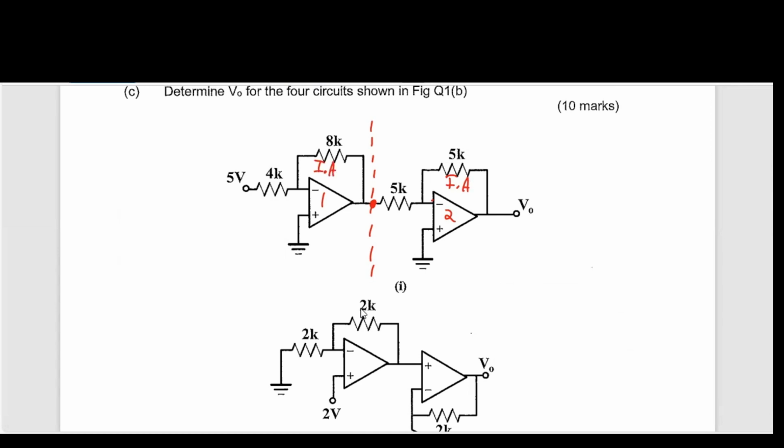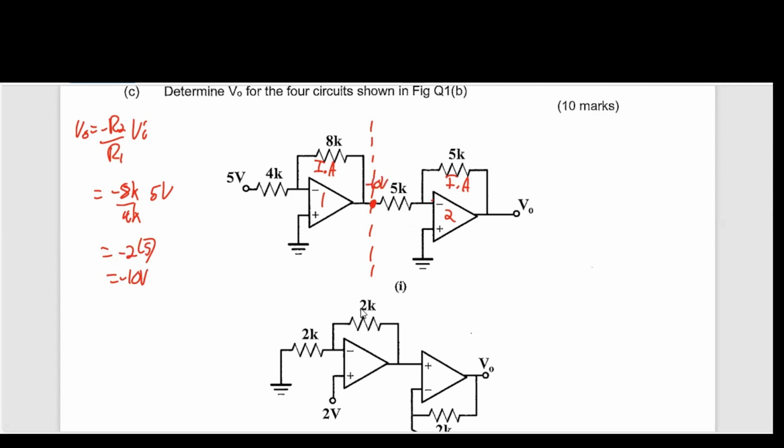So here let's go. VO would just equal minus R2 on R1 times VI. That will be minus 8K on 4K times 5 volts. That will be minus 2 times 5, which is minus 10 volts. Therefore, this here is minus 10 volts.